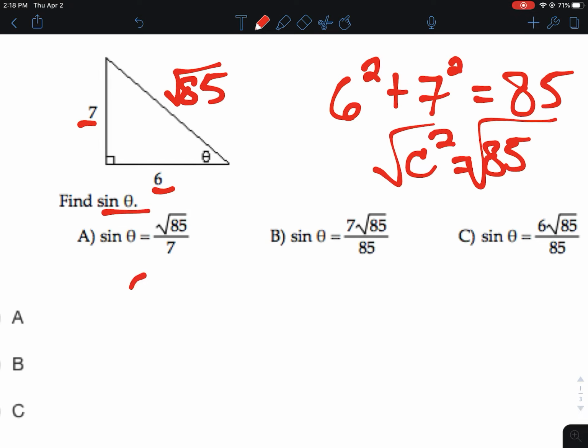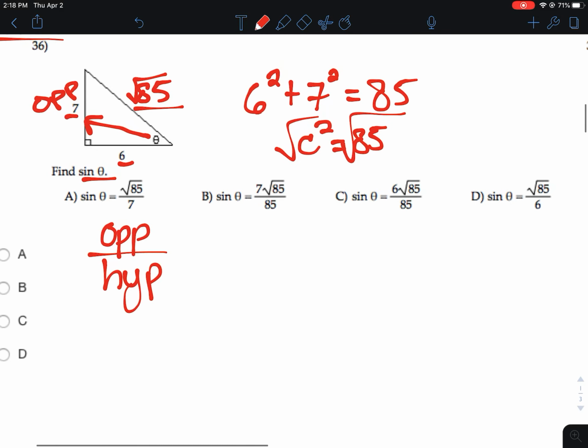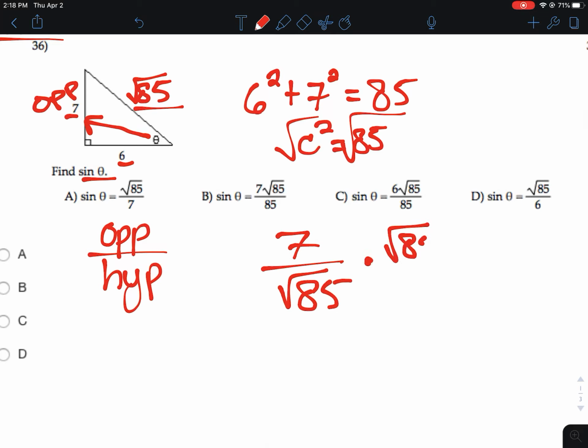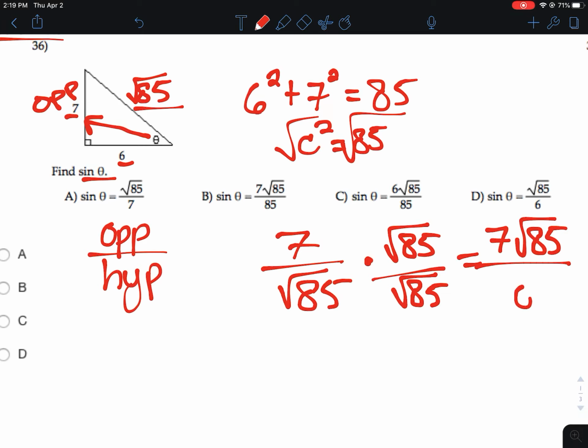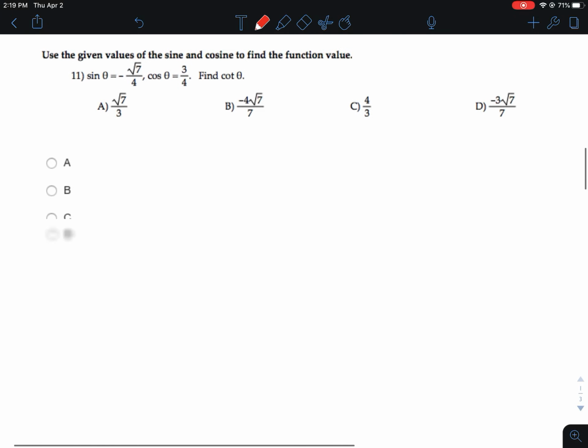All right. And now they want me to find sine, which is opposite over hypotenuse. Well, the opposite side from theta is 7, and the hypotenuse is square root of 85. So we want 7 over the square root of 85. And then we want to rationalize that denominator by multiplying by square root of 85 over square root of 85. So we get 7 square roots of 85 over 85. All right, so B right there. So if I'm given a triangle, use Pythagorean theorem to find the third side, and then you just want to use your SOHCAHTOA.